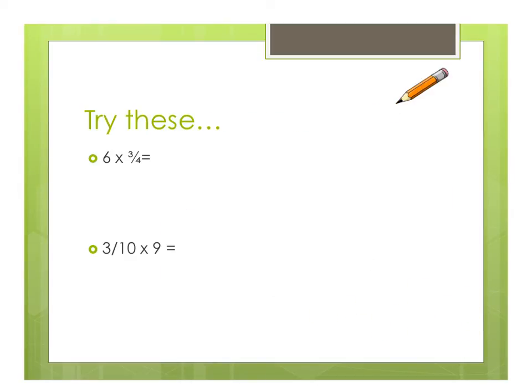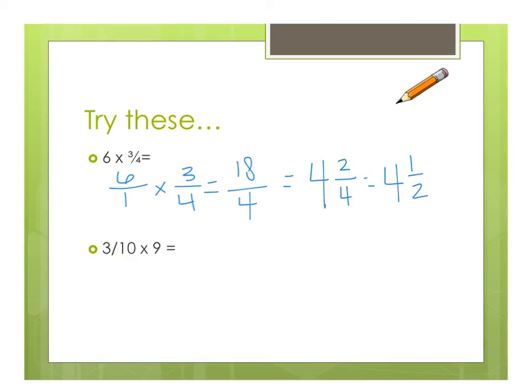Let's try some more examples using the equation. I have 6 times 3/4. So I'm going to rewrite this as 6/1 times 3/4. I'm going to multiply across. So 6 times 3 is 18. 1 times 4 is 4. We have an improper fraction that we need to change to a mixed number. If I change this, I get 4 and 2/4, which you know you have to simplify, so that's going to be the same as 4 and 1/2.